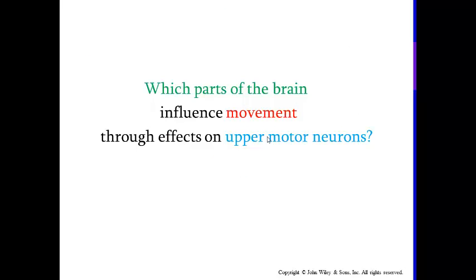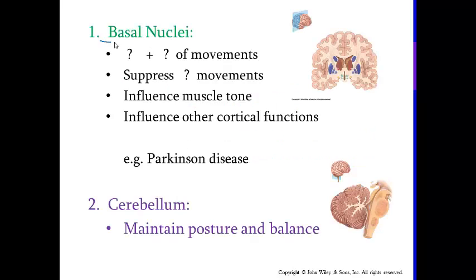Now let's take a look at the ending part. We'll take a look at which part of your brain will help you, for instance, influence the movement through these upper motor neurons. So earlier we saw these two regions, the basal nuclei, remember, right here, as well as the cerebellum, right here.